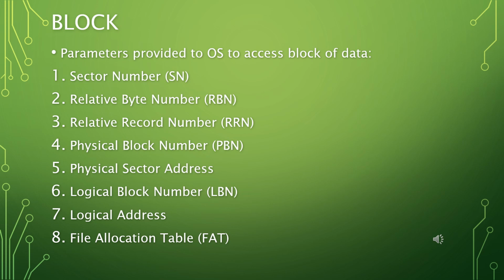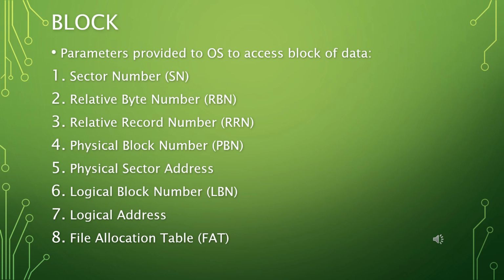The second one is the relative byte number, that is RBN. The OS calculates RBN for each record. This is the starting block number of each record. The third one is the relative record number, that is RRN. The OS maintains a field called cursor to keep track of the current RRN, which is incremented after each record is read or written. The fourth one is the physical block number, that is PBN.